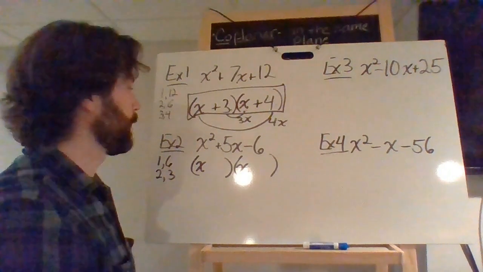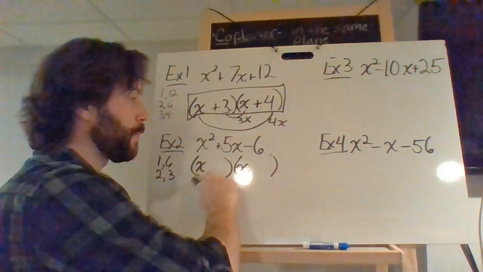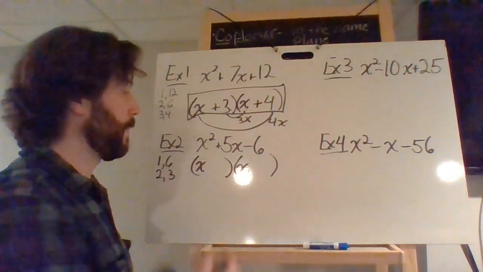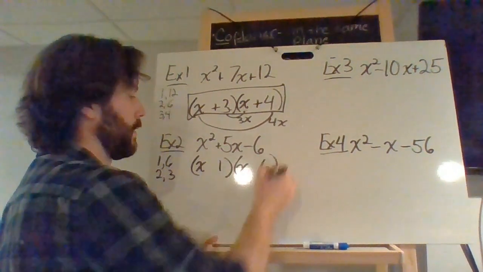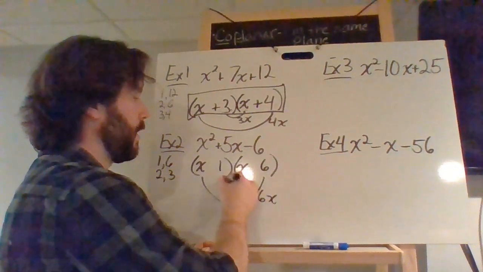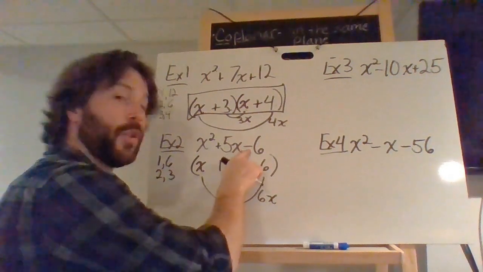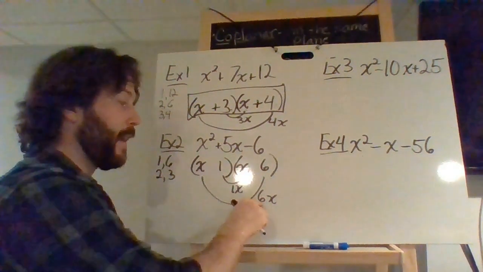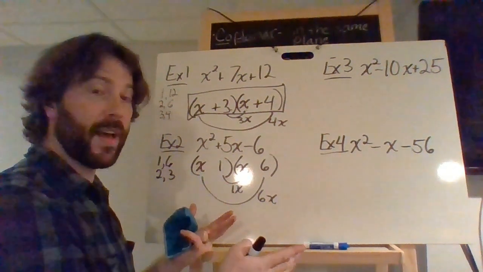Those are my options. Now, because my C term is positive, I know one of these is plus and the other's minus, but I don't know which one's which until I put the numbers in. So let's try 1 and 6. On the outside, we'll get 6x. On the inside, we'll get 1x. And I need to be able to subtract those to get 5x. Well, if I do 6x minus 1x, that gives me the 5x that I need.